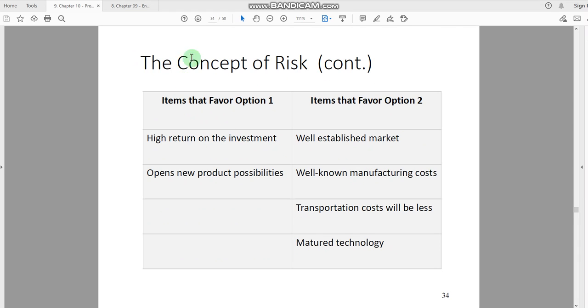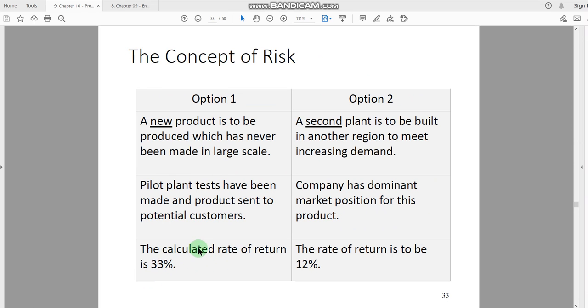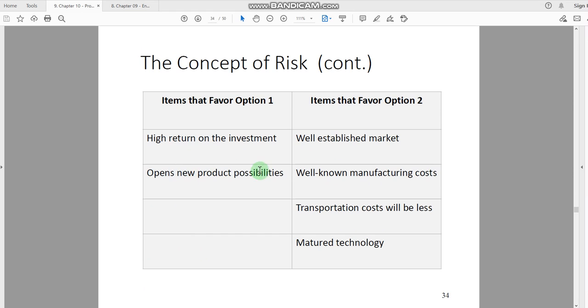Now let us see the concept of risk here. The items that favor option 1: a high rate of return on the investment. First of all, we can have the higher rate of return. It opens new product possibilities, and since this is a new product, the possibility of higher market attraction is very high.